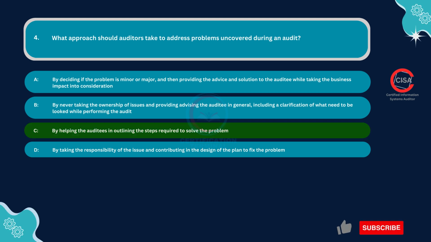Option C, by helping the auditees in outlining the steps required to solve the problem. It emphasizes helping auditees outline the steps required to solve the problem, and aligns best with the role and responsibilities of auditors in addressing issues uncovered during an audit. Auditors should collaborate with auditees to understand the root causes of the issues identified during the audit and assist them in outlining the necessary steps to address and rectify these problems. This approach promotes a cooperative and constructive relationship between auditors and auditees, facilitating effective problem solving.